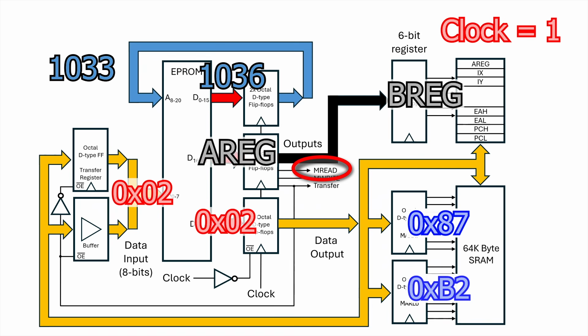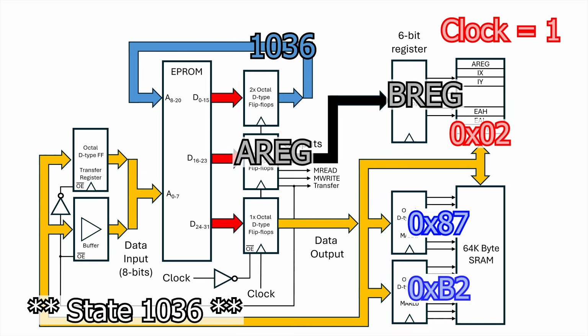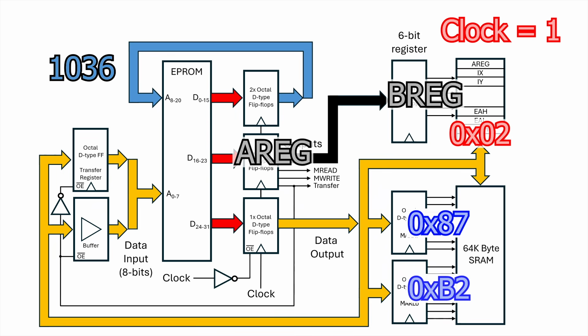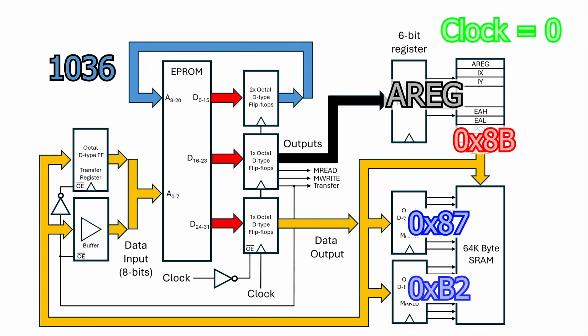On the positive edge of clock, the data is latched into the output registers. The operand 2 is written into the B register of the notepad. The new state, 1036 in decimal, is fed back into the EEPROM. On the next negative edge, A reg is latched into the notepad address register. When clock's low, we read the accumulator value, let's say it's 8B hexadecimal, and that goes back to the EEPROM as the input symbol.